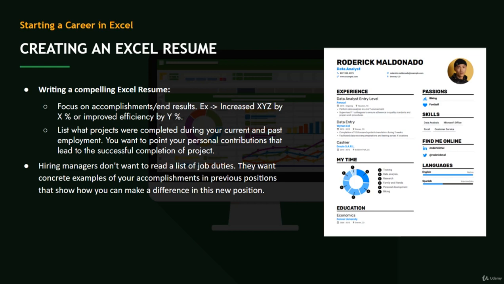Because hiring managers ultimately don't just want to see a list of job duties or what you're responsible for. I've seen this all the time. People don't do the proper research on how to put together a resume, and they end up just listing a bunch of responsibilities or duties that they had, when nobody wants to see that. People want to see accomplishments, the results that came because of what I did and how I went about it, because they want to see how you can make a difference in the new position at their organization.